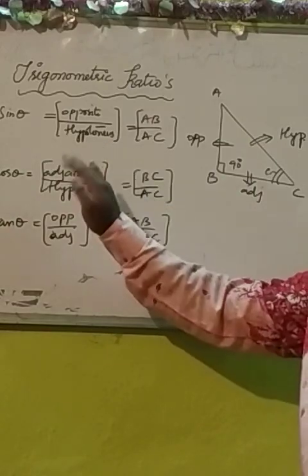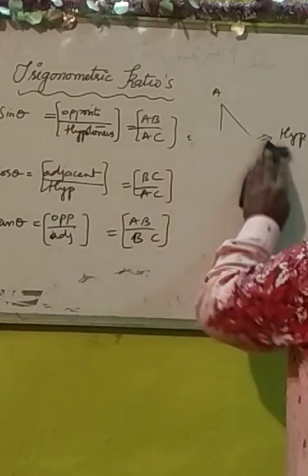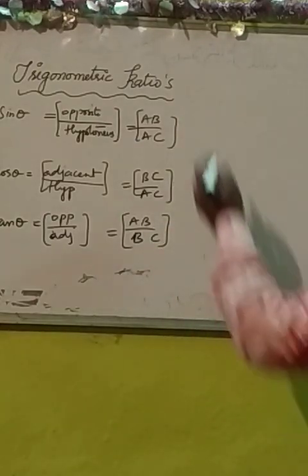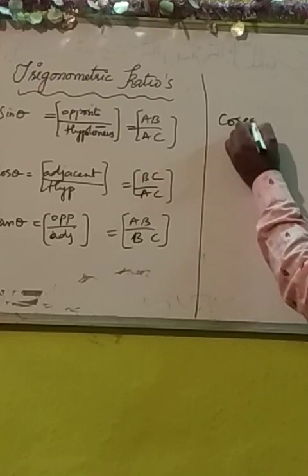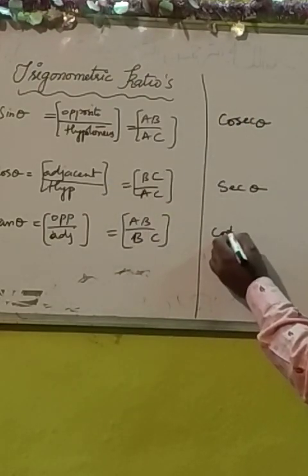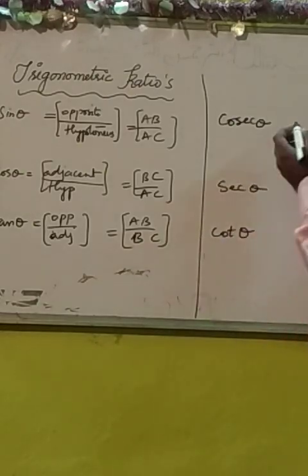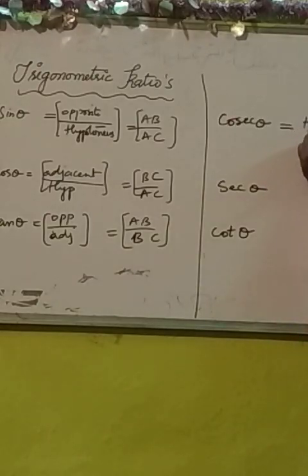By taking these, we have three more types of ratios. What are those three types? We are going to see now. By taking this, we get three extra trigonometric ratios. The first ratio is cosecant theta. Opposite to this is secant theta. Opposite to this is cot theta. What is cosecant? Cosecant is the reverse of opposite by hypotenuse, that is, hypotenuse by opposite. In other way, I can write it as 1 by sine theta. So that is cosecant theta.